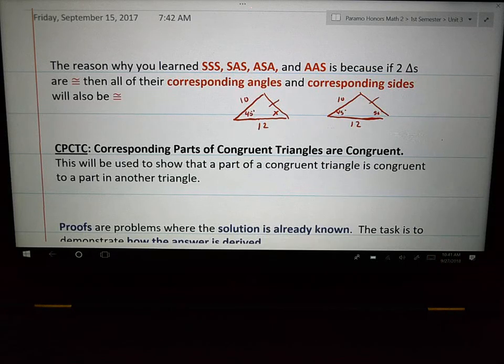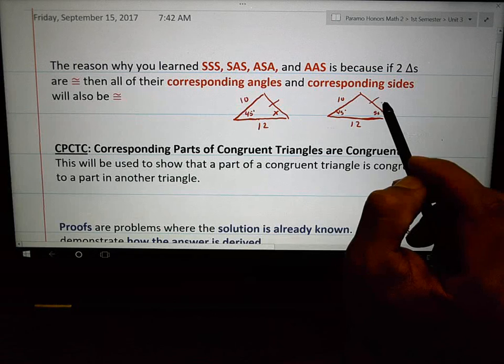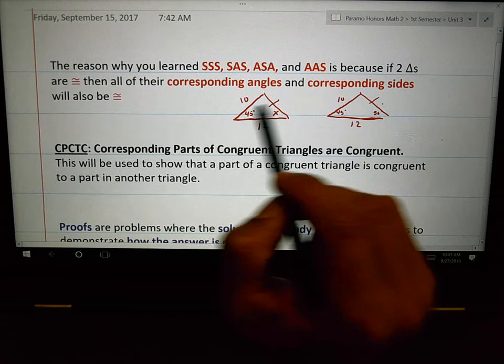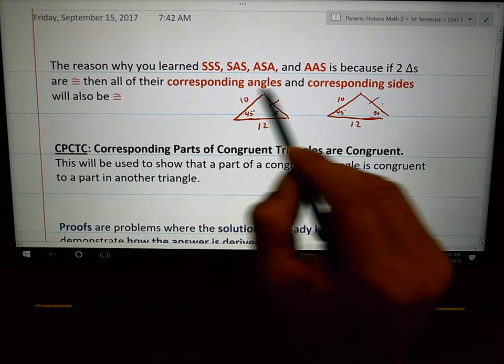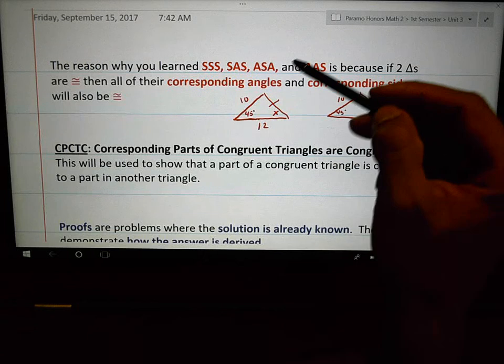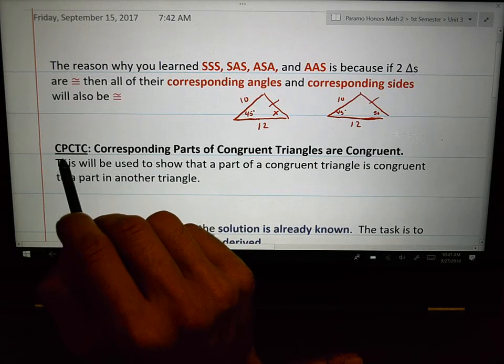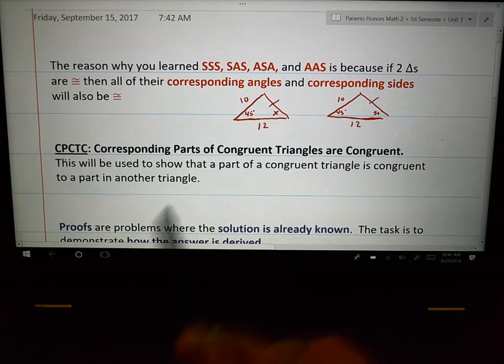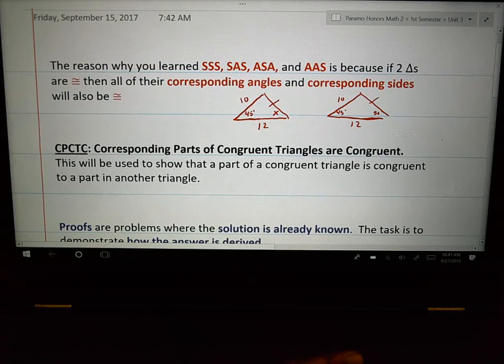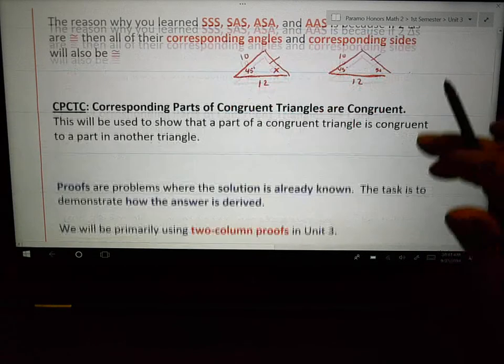So if I'm doing a proof and I need to prove that this side is the same as this side, I can prove the triangles are congruent by one of these methods and then use CPCTC to prove that the corresponding parts are congruent. That's the big idea. That's what it stands for.